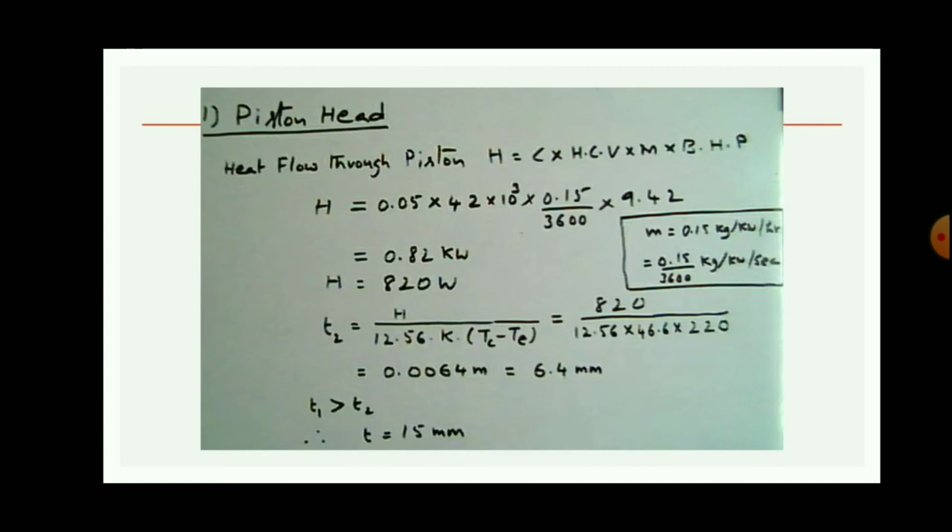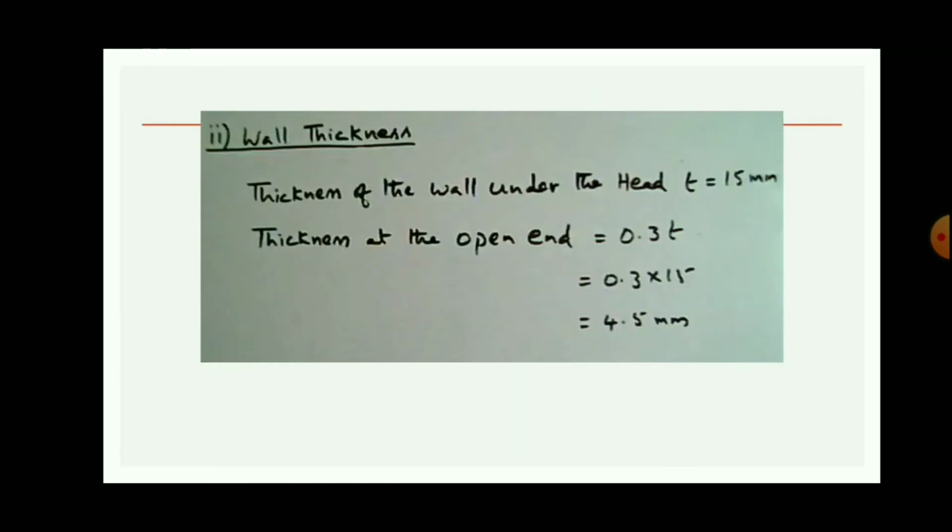Now we have two thicknesses, one is T1 and another is T2. We have to take the larger one as the final thickness. That is why we calculate both thicknesses, in order to find the maximum thickness so that the piston will be strong enough. Next is wall thickness. That's a simple formula, which is nothing but 0.3 into T. T is already 15 millimeter, which we found now. So wall thickness will be 0.3 into 15, which is 4.5 millimeter.